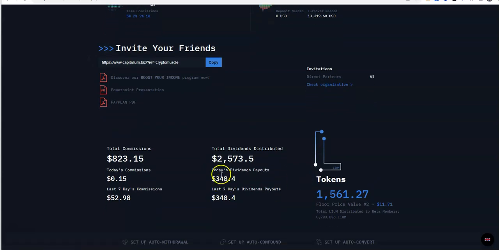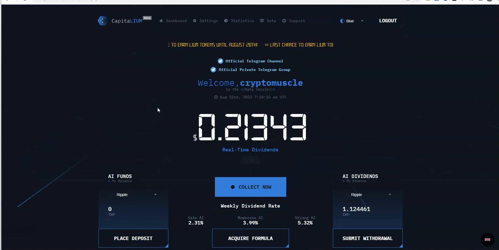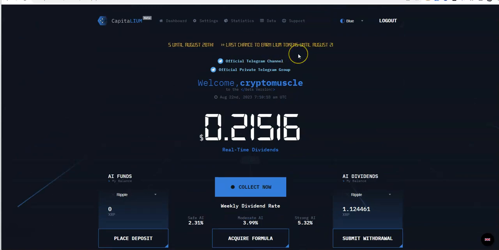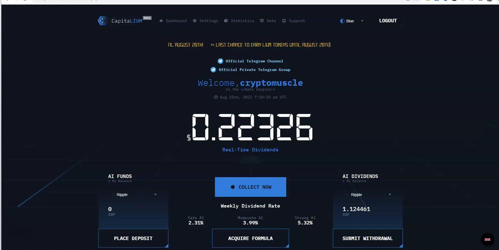But yeah, we've checked out the program itself. You guys saw different things you can do, especially with the stuff in the back for LIUM swap. Last chance to earn your LIUM tokens until August 28th, simple as that. It's a pretty good platform. I think it's slightly underrated, but it's still a good platform. Something to take a look at. Let me know what you think about it, and take advantage of the LIUM tokens.